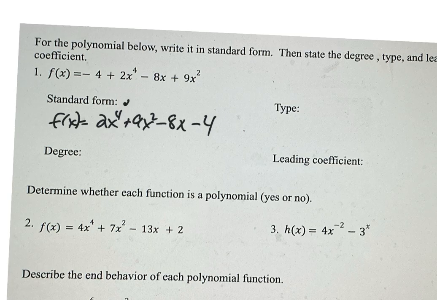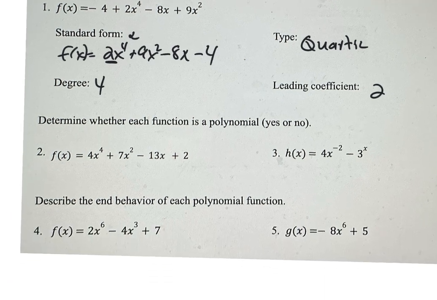Because it's a fourth degree, we're going to call it a quartic function. For the degree, I just said the degree is 4. Leading coefficient is the coefficient at the leading term, which is 2. And there's number 1.